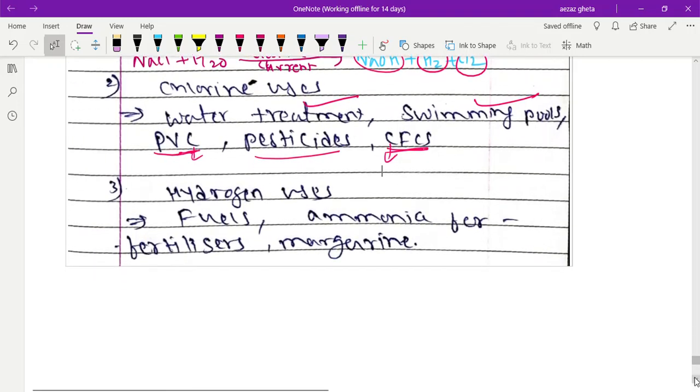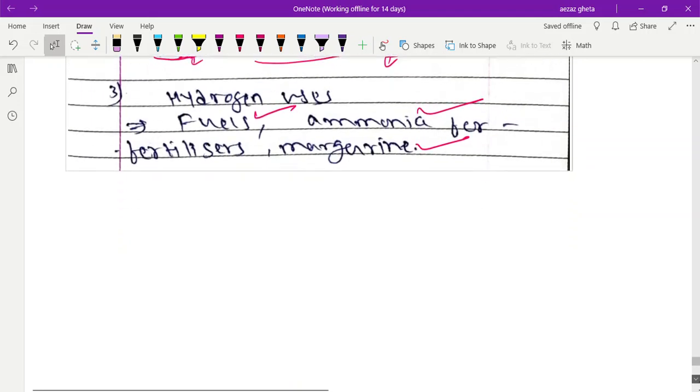What are the uses of hydrogen? Hydrogen is used as a fuel, remember. Even we can use this hydrogen for ammonia for fertilizer. Margarine, it is just like ghee, we pass hydrogen gas through oil and get margarine. Is it clear? Remember margarine.